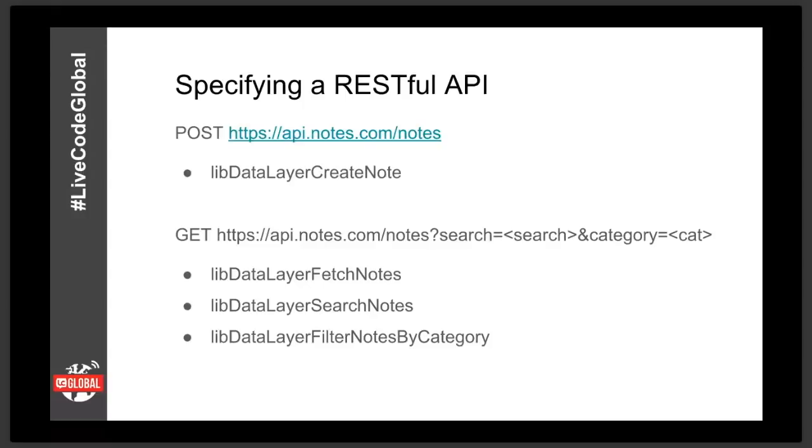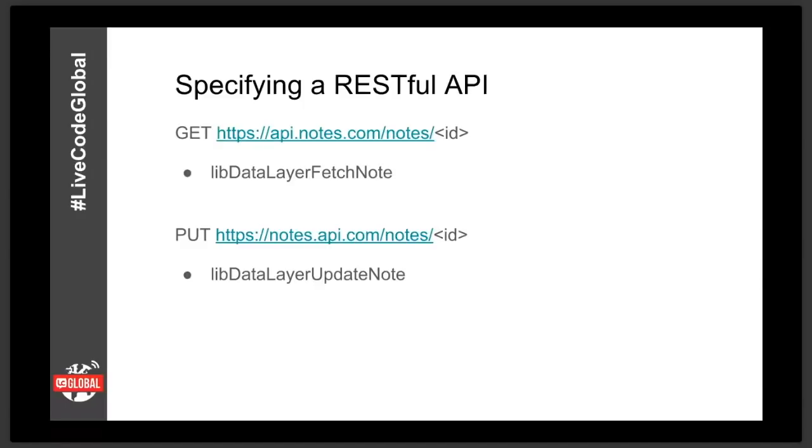Equally, for fetching notes, where we search for particular notes, or we filter the notes by category, we can do that in exactly the same way, api.notes.com/notes. And this time we add the question mark parameters, the GET parameters that I talked about earlier, where we pass a search string if we want to search for a note, and the category if we want to filter by a specific category.